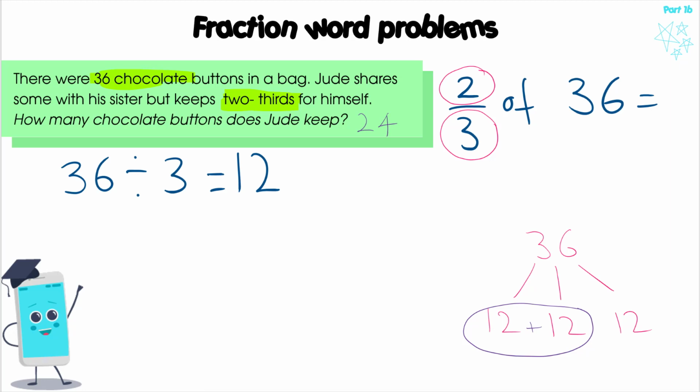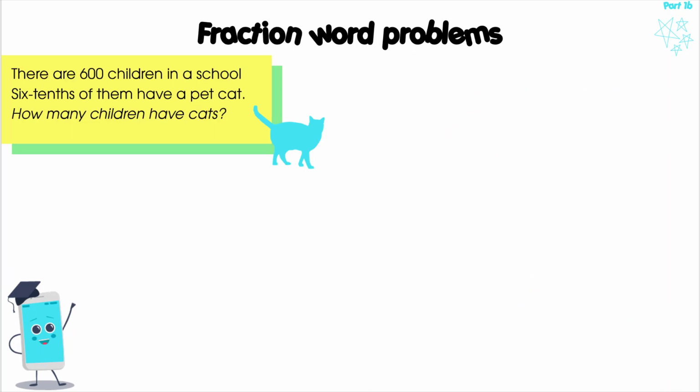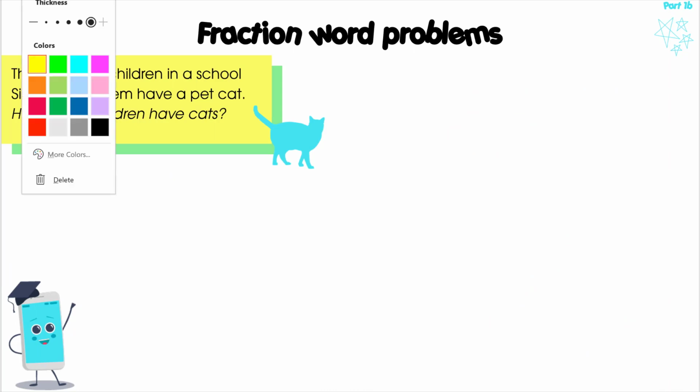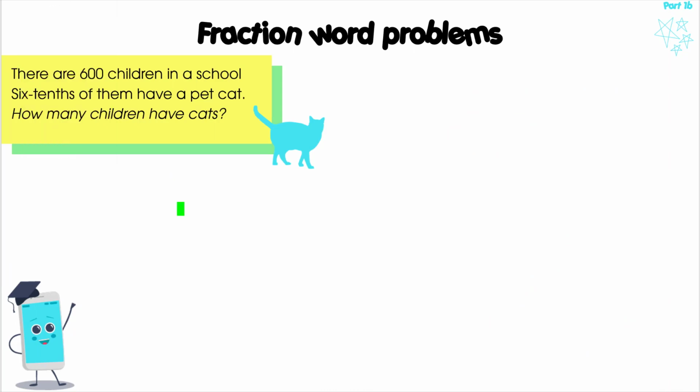Let's look at another problem. There are 600 children in a school. 6/10 of them have a pet cat. How many of the children have a cat? So we've got 6/10 of 600.